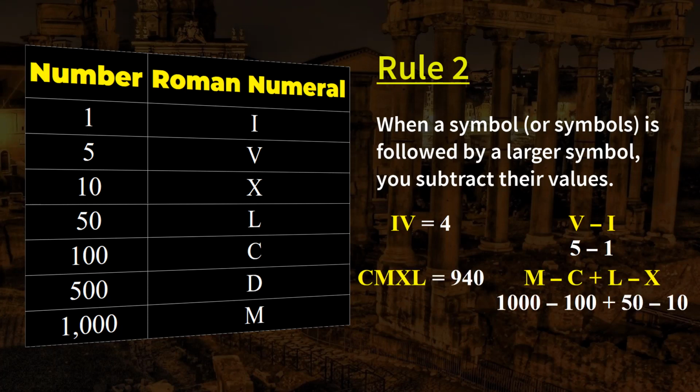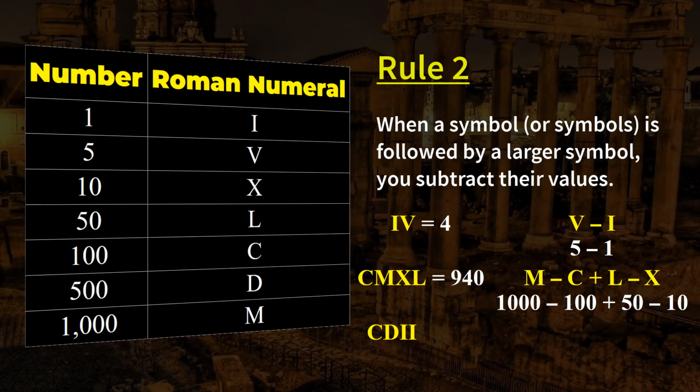In CMXL, we must apply this rule twice, once for the CM part and again for the XL part. C is smaller than M, so we take the value of C and subtract it from M. 1000 take away 100 is 900. Similarly, for XL, the smaller X is followed by the larger L, so we subtract the value of X from L, as in L take away X. This makes 40, since 50 take away 10 makes 40. Altogether, summing these findings makes 940.